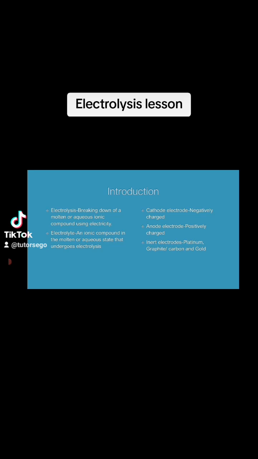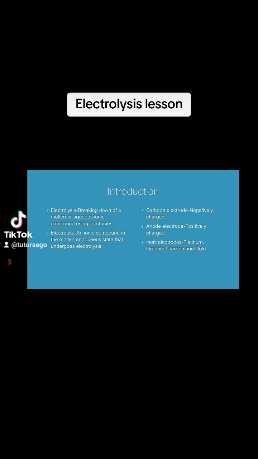So let's say, for example, we have sodium chloride solution. To break down that sodium chloride solution, we will pass an electrical current through it to break it down into sodium, then chlorine, then hydroxide ions, then hydrogen ions. So those are all the ions. You're breaking down that compound into simpler elements. That's basically electrolysis.